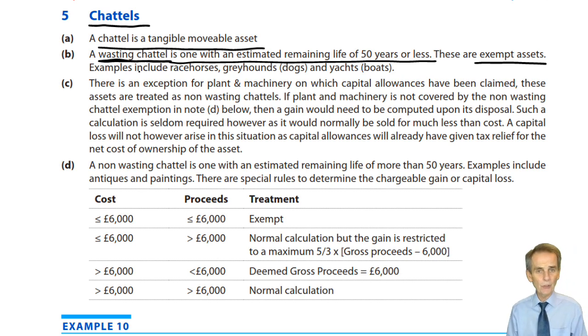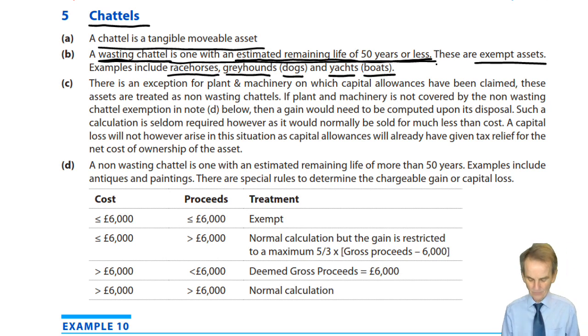Now, the typical examples that you see in exam questions would include racehorses, greyhounds, they're racing dogs rather than racing horses, and yachts or boats by any other name. So, a tangible, movable asset is a chattel, wasting, estimated remaining life of 50 years or less at the point of sale. Those are exempt. No calculations to do. Doesn't matter what you sold it for. Doesn't matter what you bought it for.